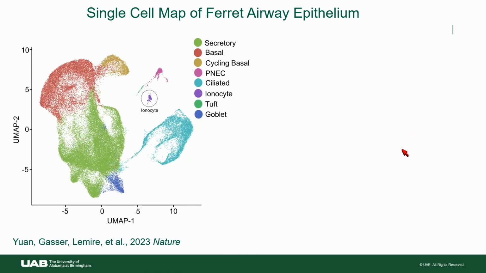So our group used ferret as a model to study cystic fibrosis. And in this presentation, I'm going to talk about a couple of transgenic ferret models we used to address the debate over the pulmonary ionocyte function. So first, we used single-cell analysis to create a comprehensive single-cell map of the ferret airway epithelium, to be able to analyze the gene expression across various cell types, including all the major cell types, such as secretory cells, basal cells, and ciliated cells, as well as the rare cell types like neuroendocrine cells, ionocytes, and tuft cells.